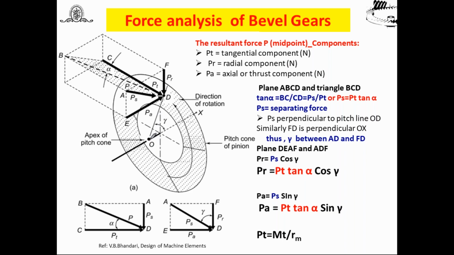Now in this case, what we have to do? Again, this resultant force P is shown here, denoted by the dashed line. This is the P component, having three components PT, PR and PA. Now to make the analysis, we have to consider these planes. Consider a plane ABCD. Here it is drawn separately, and I have taken the same figure from Vivandari's book.